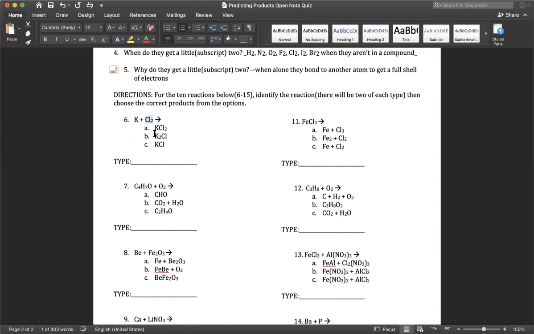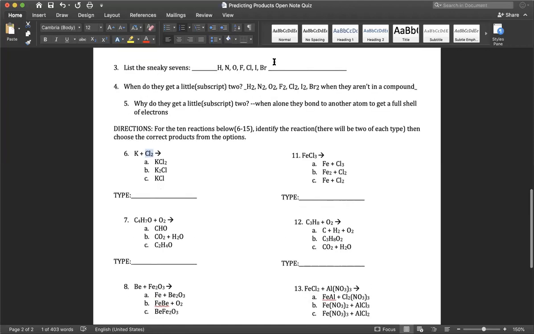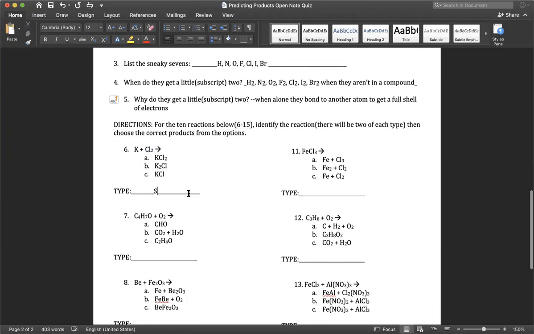Chlorine, element or compound? This is a tricky one. That's a sneaky 7. So it's just an element, but because it's by itself, it gets a 2. Notice K is not a sneaky 7, so by itself it doesn't get a 2. So then would that be synthesis? Yep, that's synthesis.